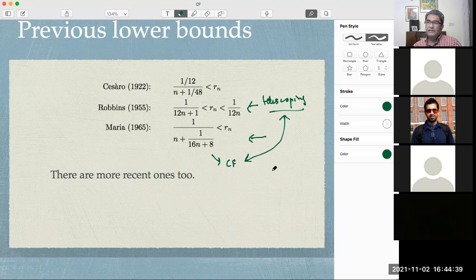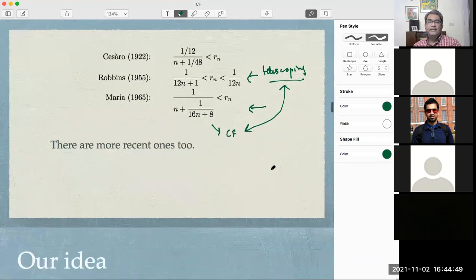So both of us are interested in telescoping. I mean, everybody is interested in telescoping. They think it's the trivialest thing in the world. And both of us were very interested in continued fractions. So we decided, let's see if we can do something there.